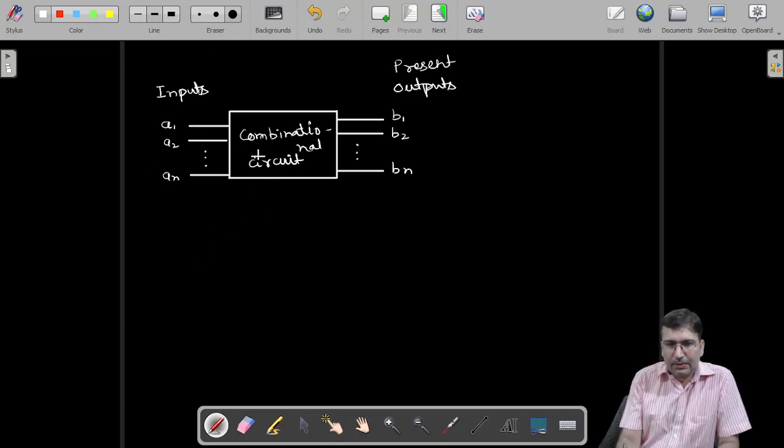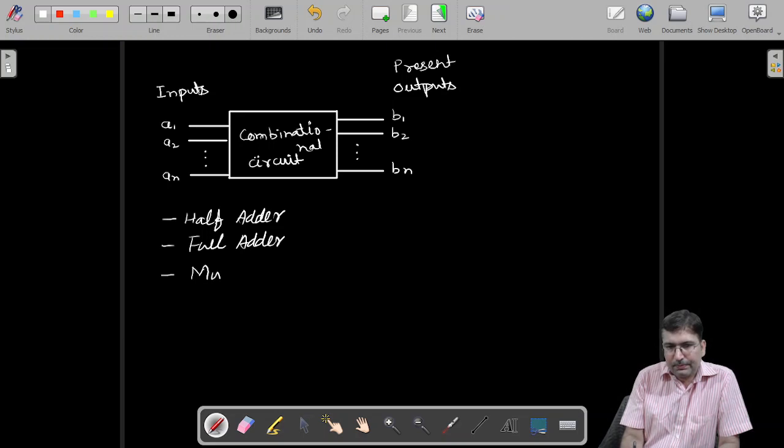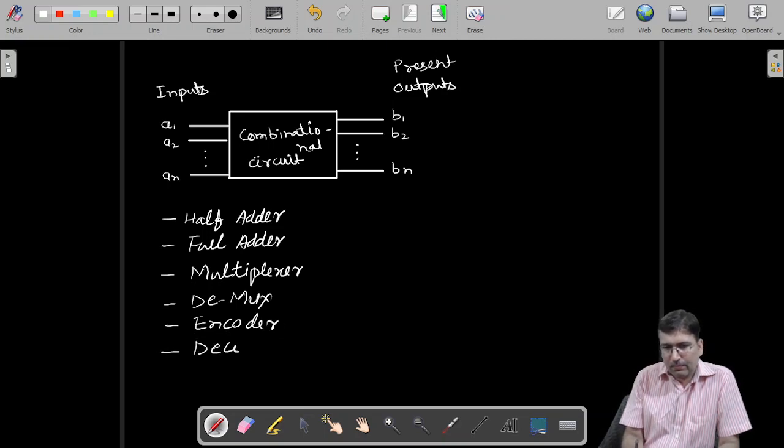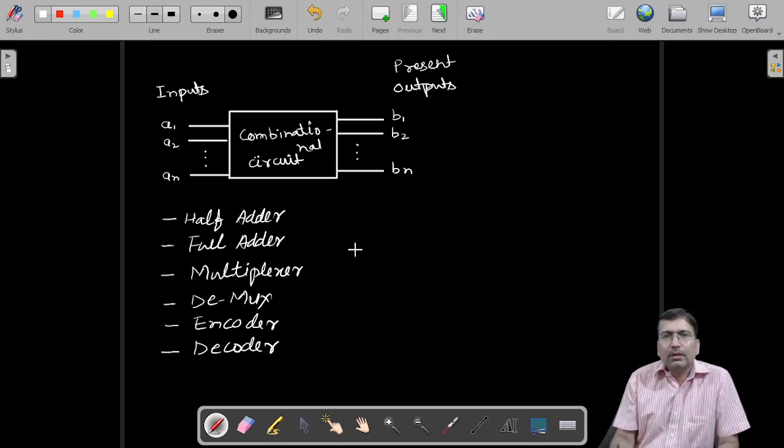There are multiple examples we can take. So let's say we can take the example half adder, full adder, multiplexer, demultiplexer or in short demux, encoder, and decoder. So all these are combinational circuits.